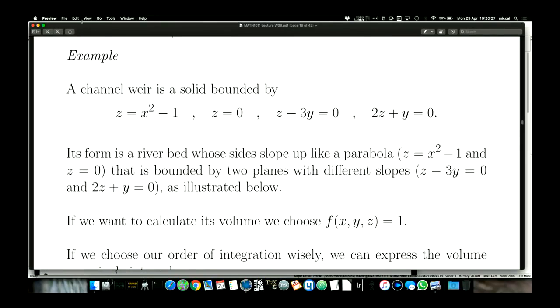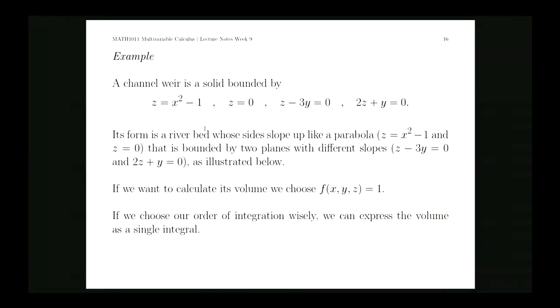So let's have a look at an example. This is probably going to be about as hard as it gets. So let's say we've got something, I've called it a weird channel, whatever it is, but it's a solid bound by these surfaces. So I've got Z is the surface x squared minus 1. Z equals 0, that's basically the xy plane. A plane Z minus 3y equals 0 and a plane 2Z plus y equals 0.